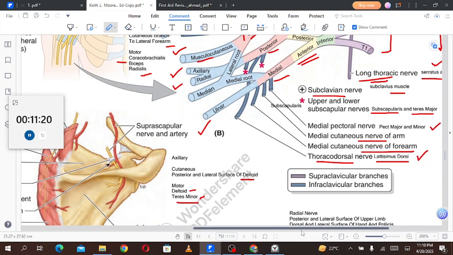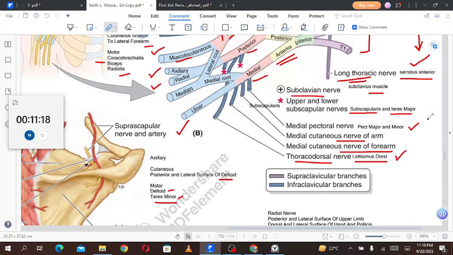Remember, the teres major is supplied not by the medial pectoral nerve, but by the upper and lower subscapular nerve. I'm sorry. So the upper and lower subscapular nerve supplies the teres major muscle, while the teres minor is supplied by the axillary nerve. Now we are done with the musculocutaneous and axillary nerve.